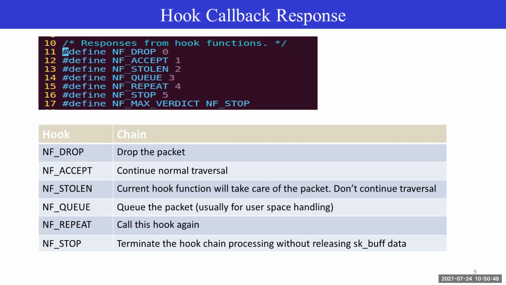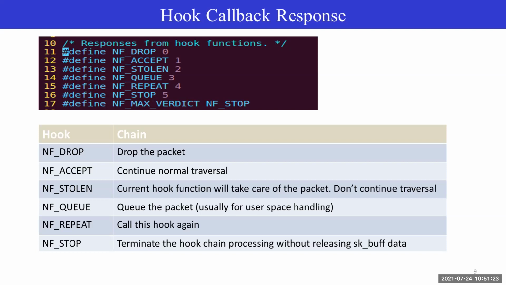NF_STOP also terminates the hook chain and further processing, but again, the difference between stop and drop is that the SKB data is not getting released. Just the processing of further callback routines in the same chain will be stopped. So these are the callback routine responses that your callback function can provide.